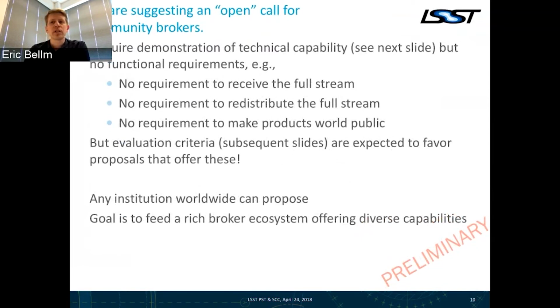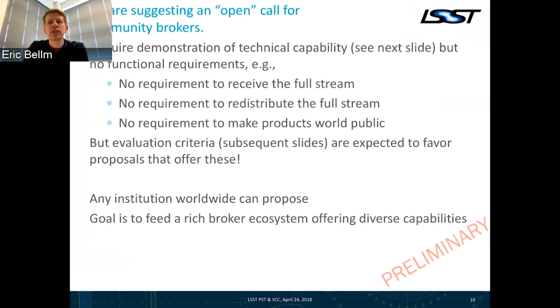So in terms of selecting brokers, our suggestion, and I think Chris definitely raises a good point about scope here. We're bringing suggestions to the stakeholders for feedback. We're suggesting a fairly open call for proposals, with basically only a requirement that a community broker proposal demonstrate that they can in fact handle the full stream, in terms of hardware.